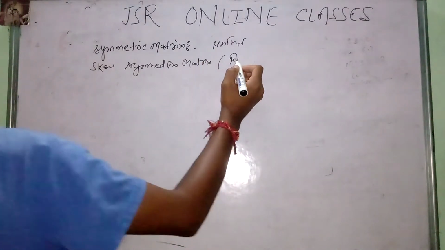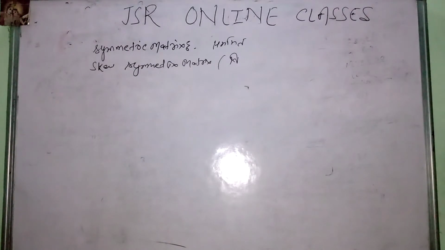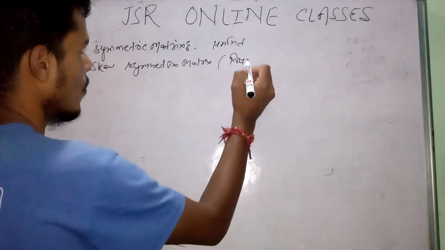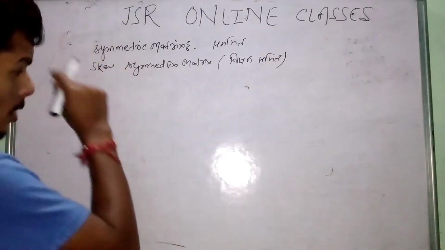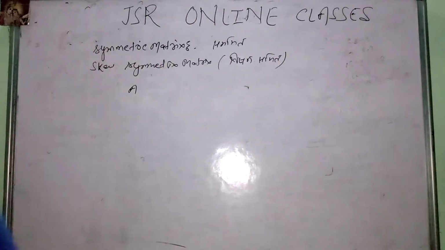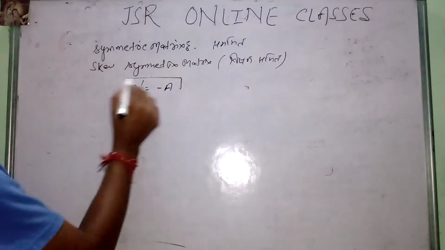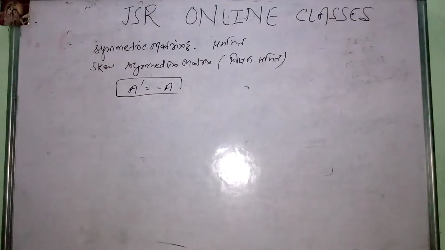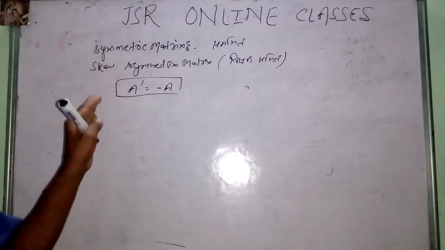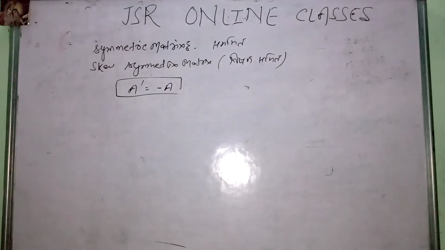In Hindi you can say Visham Sammit. This is A dash would be equal to minus A. A dash would be minus A. So when A dash would be equal to minus A, we can say it is a skew symmetric matrix. Okay, got it?